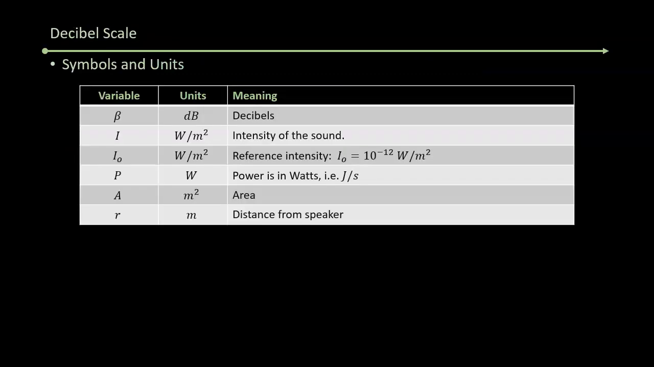Okay, now onto the math bits, right? The decibel scale, a variable we use is beta. The units are dB or decibels. We'll run into intensity, I, which is watts per square meter. We run into a reference intensity for the decibel scale, I naught, which is 10 to the minus 12 watts per square meter. P, power, is in watts, or joules per second. A is area, and R is distance, which typically in things we'll be looking at is a distance from a speaker.